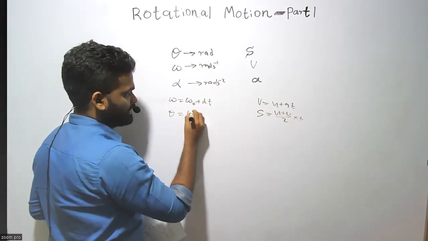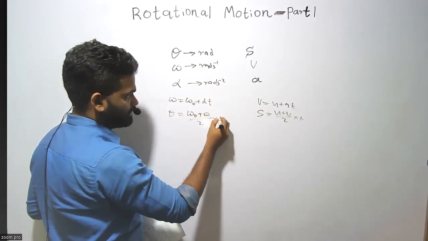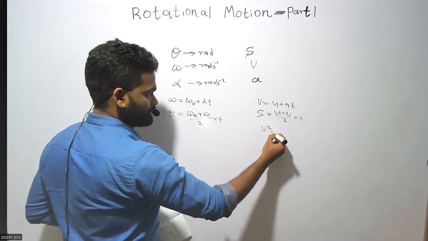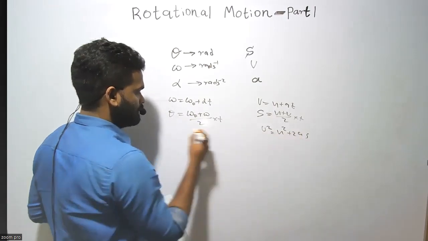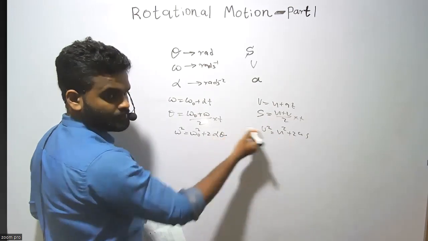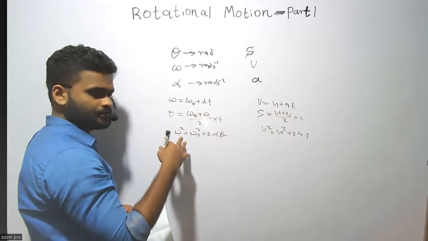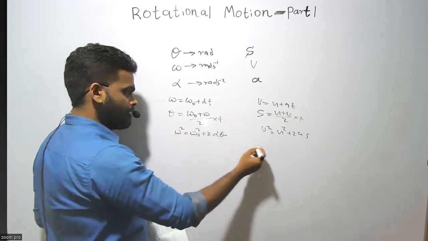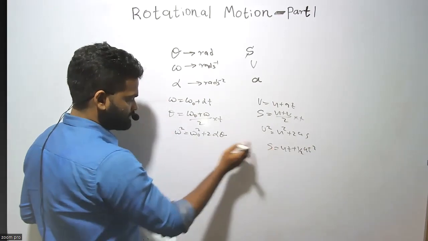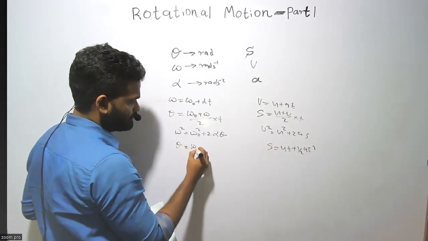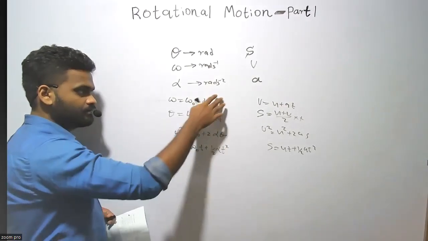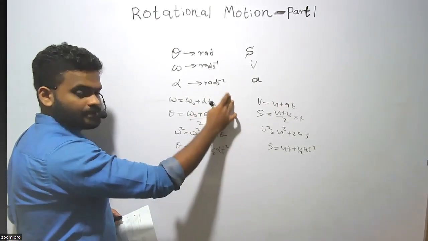So I can convert that like this: omega naught, omega divided by time. Then this one, omega squared equals omega naught squared plus 2 alpha theta. So you should be able to do these conversions quickly, right? You don't even have to write them. Then this one: S is theta, U is omega naught, times t plus half alpha t squared. So these are the motion equations. We discussed these.